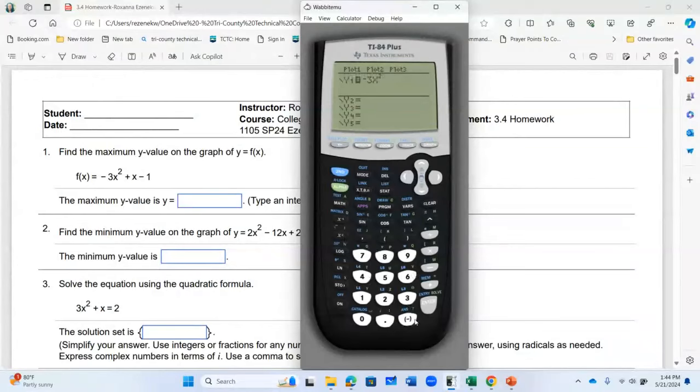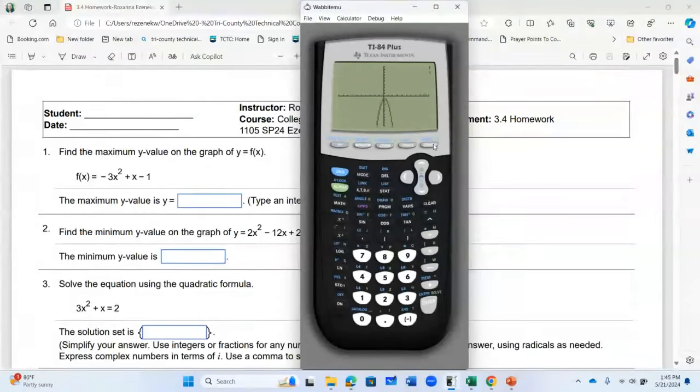Okay, and then plus x minus 1. I'm told to find the maximum point. They did not tell me to use any method. So that's important, which means I can use any method I like. So I'm going to graph the function.